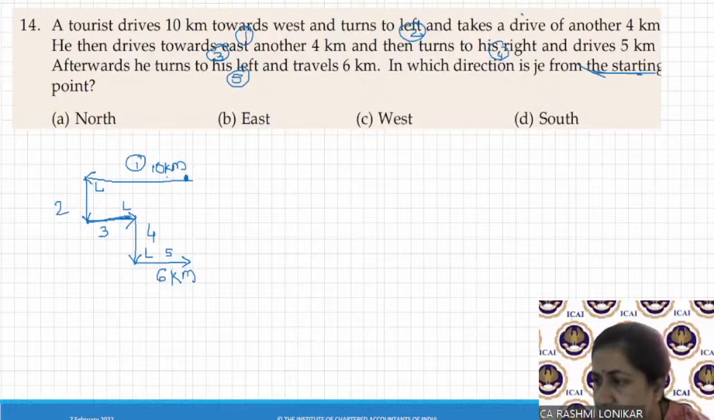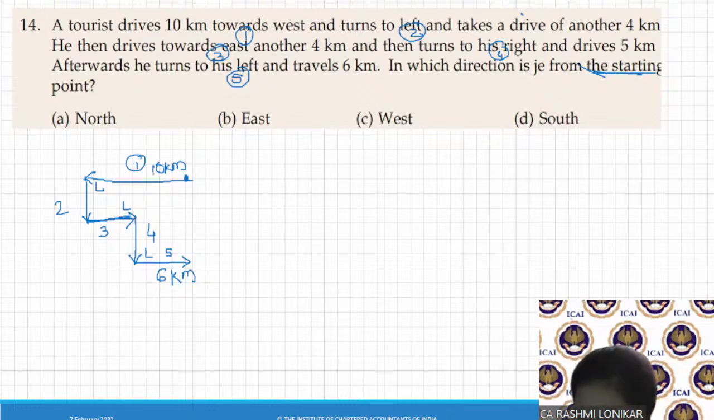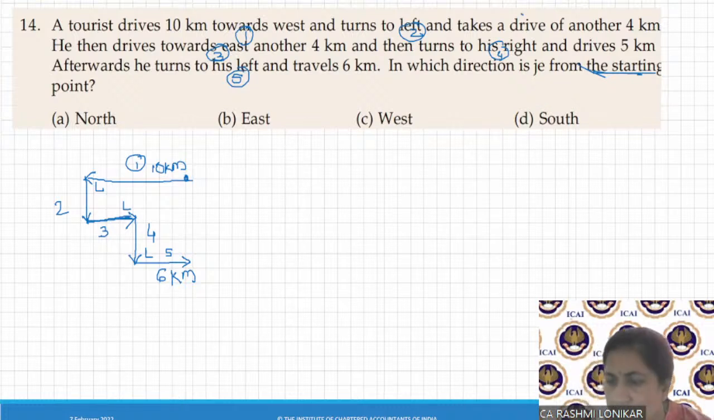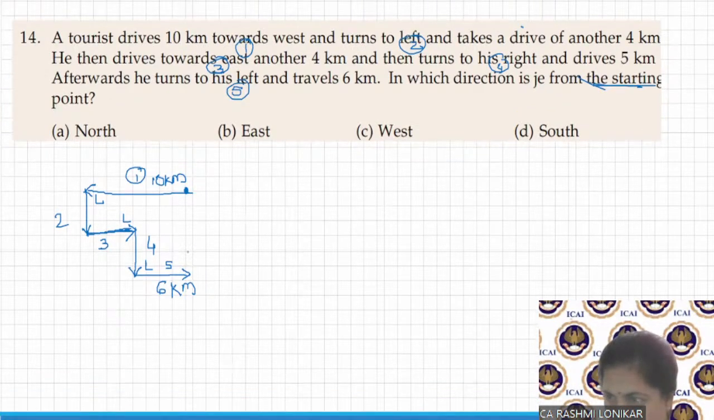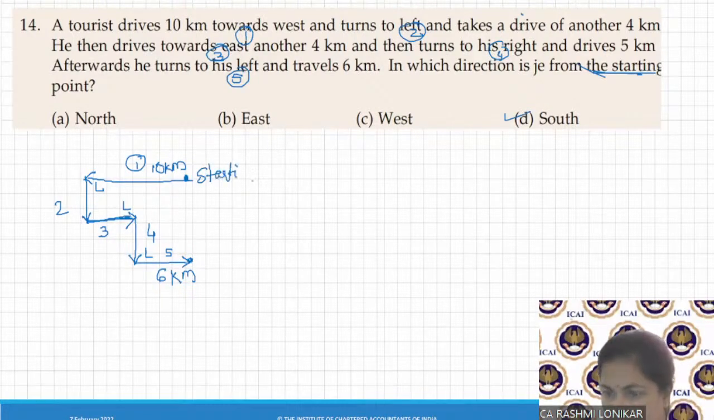Now, which direction is he from the starting point? Here, you can see he is in the south direction. He is in the south direction because he is over here, the starting point is here. Because they're asking from the starting point. So which direction is this? This is the south direction. Okay.